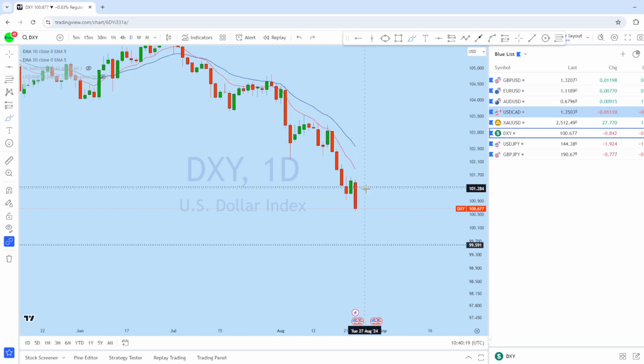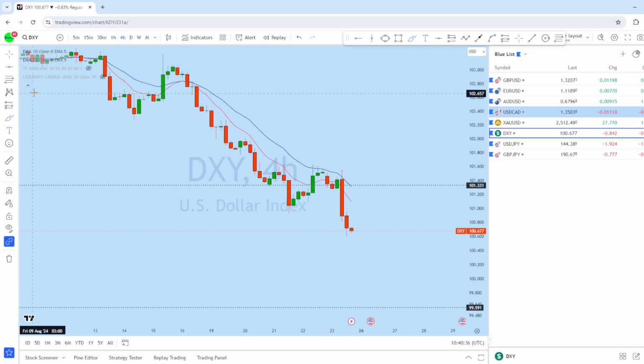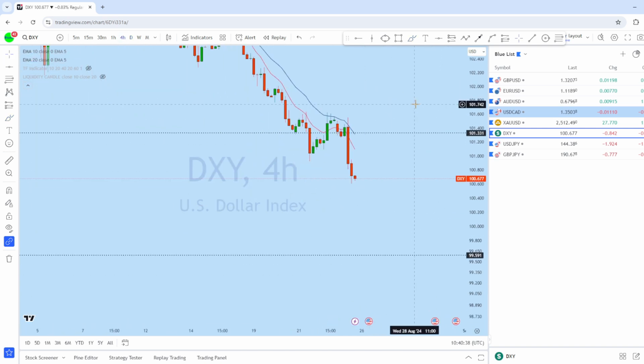Currently the price, you can see, is below this support level, and with the market open, I think that DXY may push up initially to retest this level, and then we can expect the market to continue to drop to the downside. So from the intraday, the 4-hour perspective, we can see a little clearer picture.